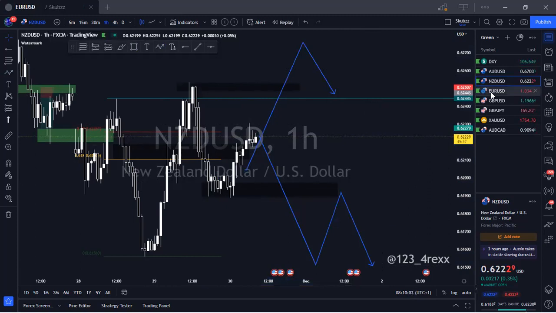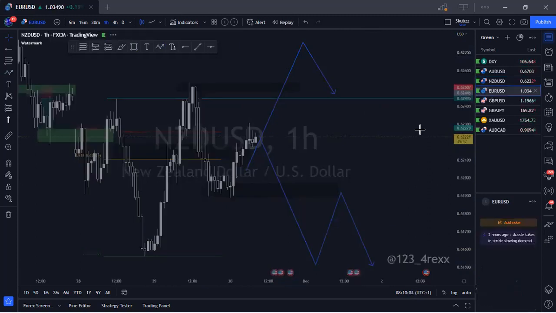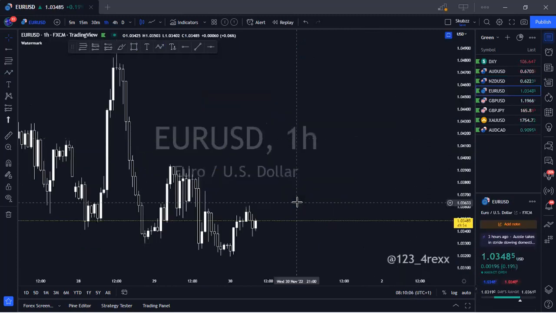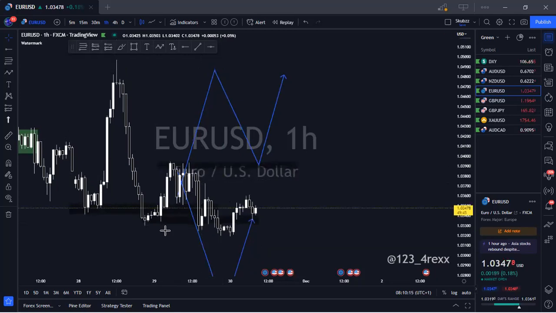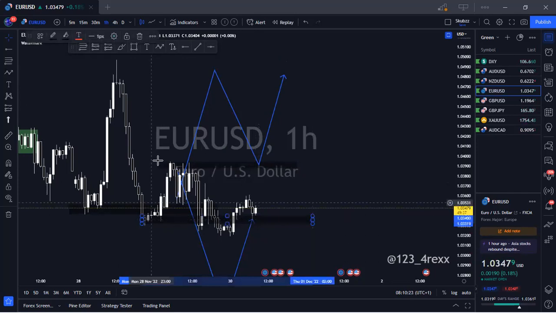Then Euro USD. So these are the areas we drew yesterday to see whether Euro USD will break out. And up to now, it has not clearly broken out of any of these levels. So it's just to sit down and wait. This top and this low here, these two. It's more like it's ranging. So we'll just wait and see what will happen today.